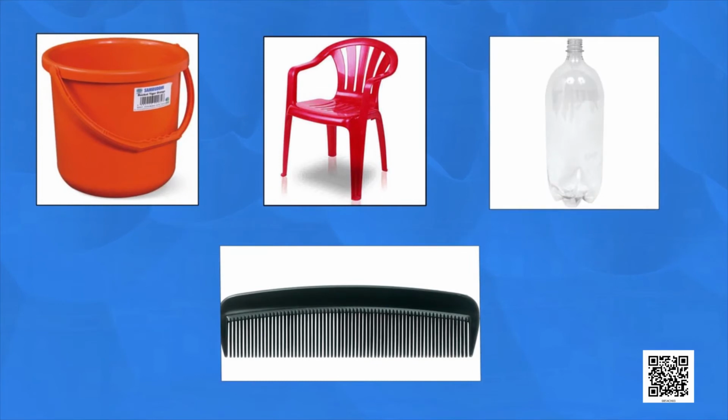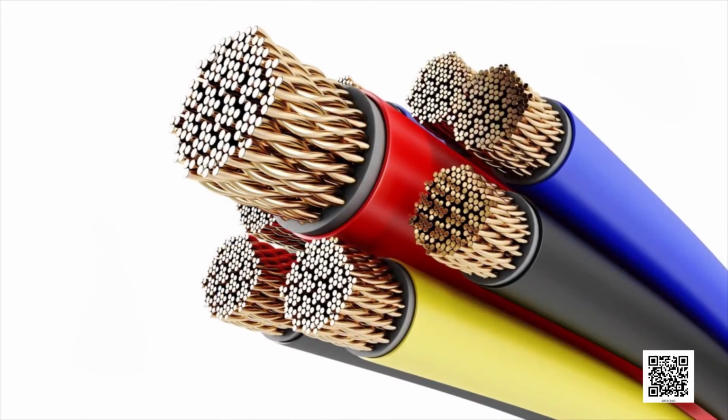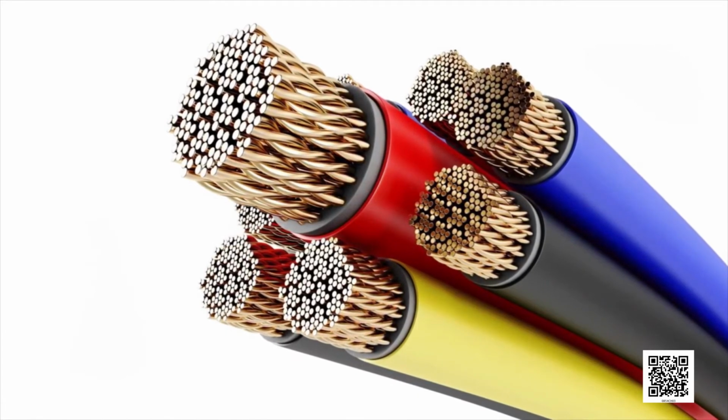Plastic is very soft, strong, durable and can be molded into different shapes and sizes. And as it is cheaper than metals, it is widely used for making household articles or goods.